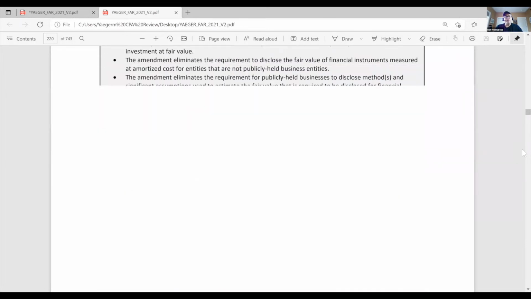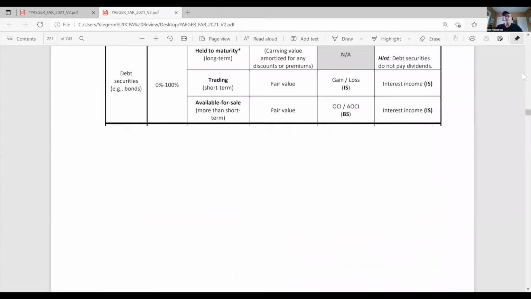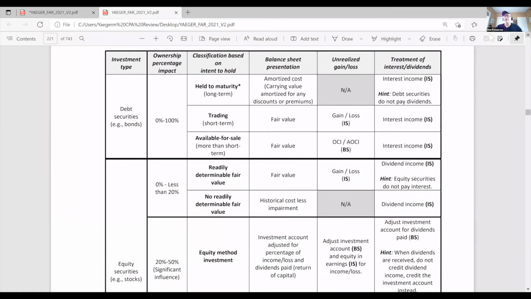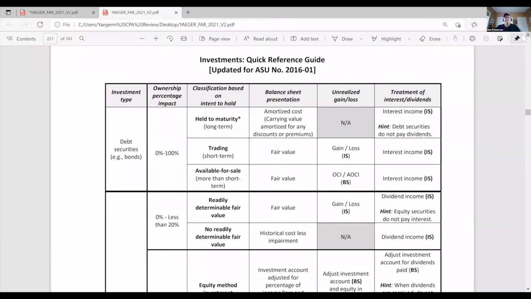So please turn to 2E-2, and I give Phil complete credit for this. He's the one that designed this. This is the Bible for investments, I call it, the accounting for investments. And it's all been updated for any changes in GAAP in recent years.